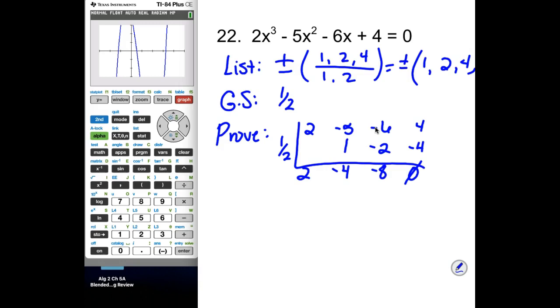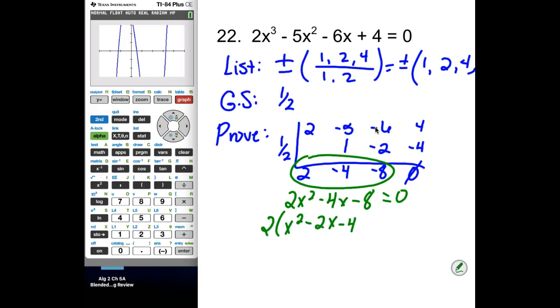Okay? Look at what we have left. This piece right here is a 2x squared minus 4x minus 8, correct? I need to find the zeros of that. I have some options. The first thing I would probably do is factor out the 2, just to give myself some smaller numbers to work with. However, the trinomial that I'm left with, x squared minus 2x minus 4, is not factorable.